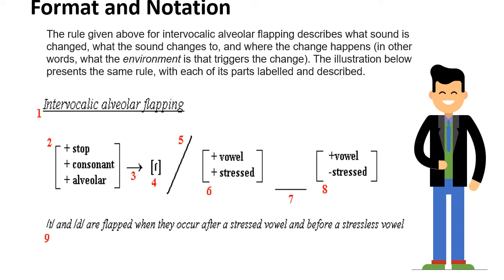The rule given above for intervocalic alveolar flapping describes what sound is changed, what the sound changes to, and where the change happens. In other words, what the environment is that triggers the change. The illustration below presents the same rule with each of its parts labeled and described. T and D are flapped when they occur after a stressed vowel and before a stressless vowel.